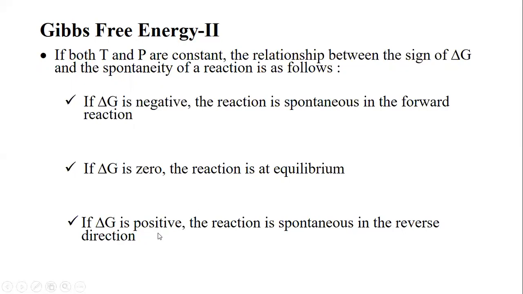If delta G is positive, the reaction is spontaneous in the reverse direction. So if you have written a reaction a certain way, and then you calculated delta G, and you find that it's positive, then that reaction is going to go from right to left, not from left to right as it's written. It will be in the reverse direction.